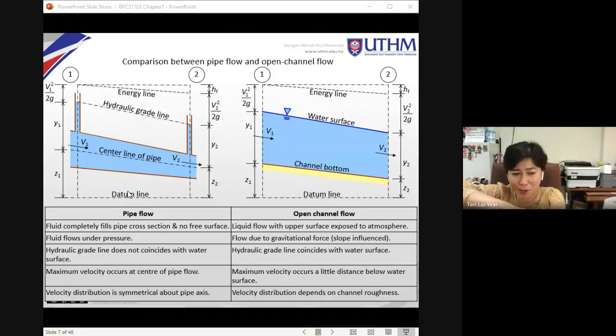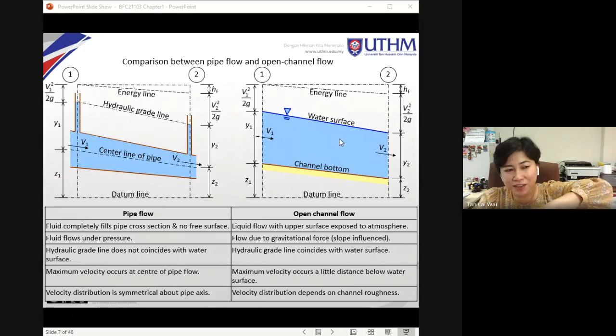The longitudinal slope. When I say longitudinal slope, sometimes we use it as bed slope or bottom slope. It's the slope of the channel bottom. It's the longitudinal profile. If you look at this, it's not a cross section, so that's why we term this as longitudinal slope. The term longitudinal, keratan memanjang, basically.